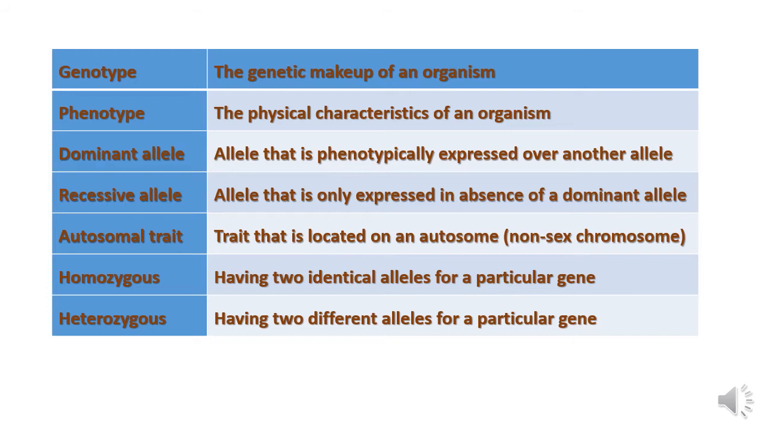An autosomal trait is a trait which is located on an autosome, that is a non-sex chromosome. The homozygous condition is a condition where an individual will be having two identical alleles for a particular gene. The condition heterozygous means there will be two different alleles for a particular gene.